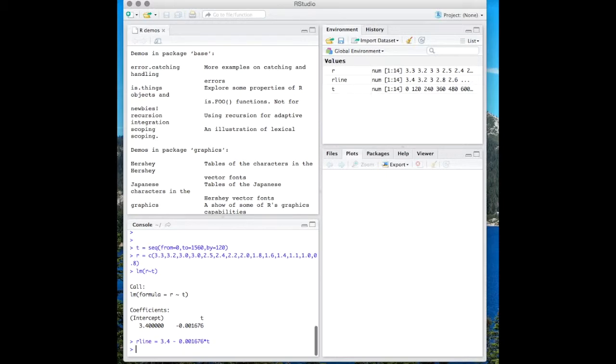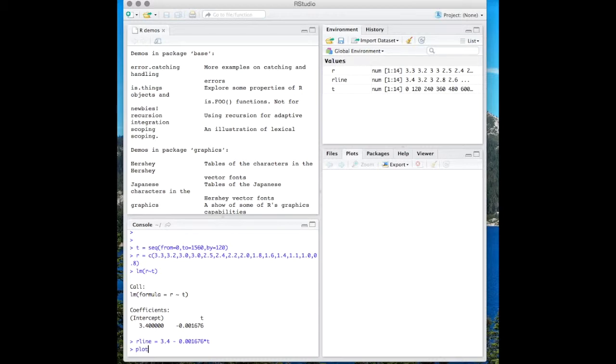Okay, so if we hit enter, notice now our line is a list of numbers that's 14 entries long because T was 14 entries long, and all of these values correspond to what was in T times negative 0.001676 subtracted from 3.4. Okay, so the good thing that RStudio can do is plot both of these things simultaneously.